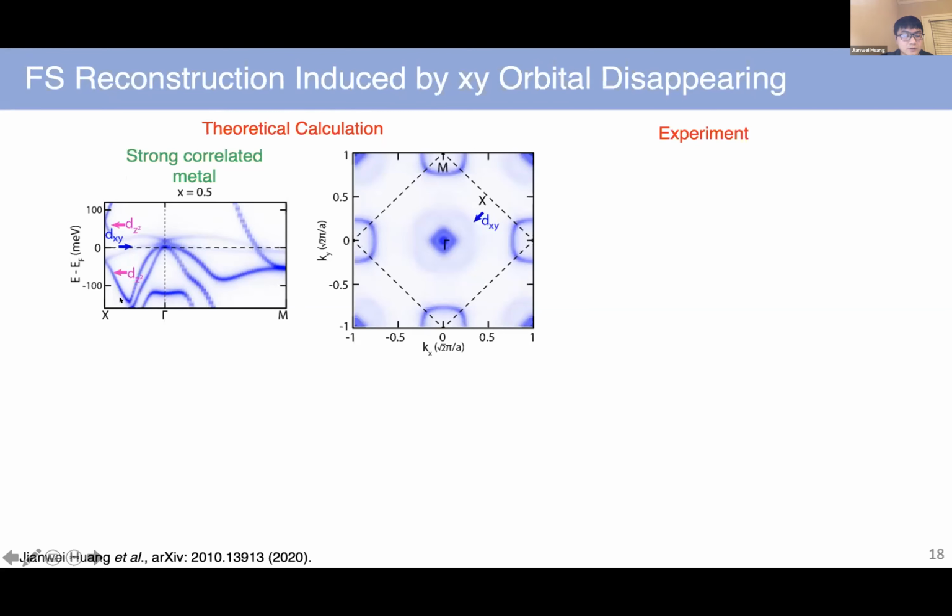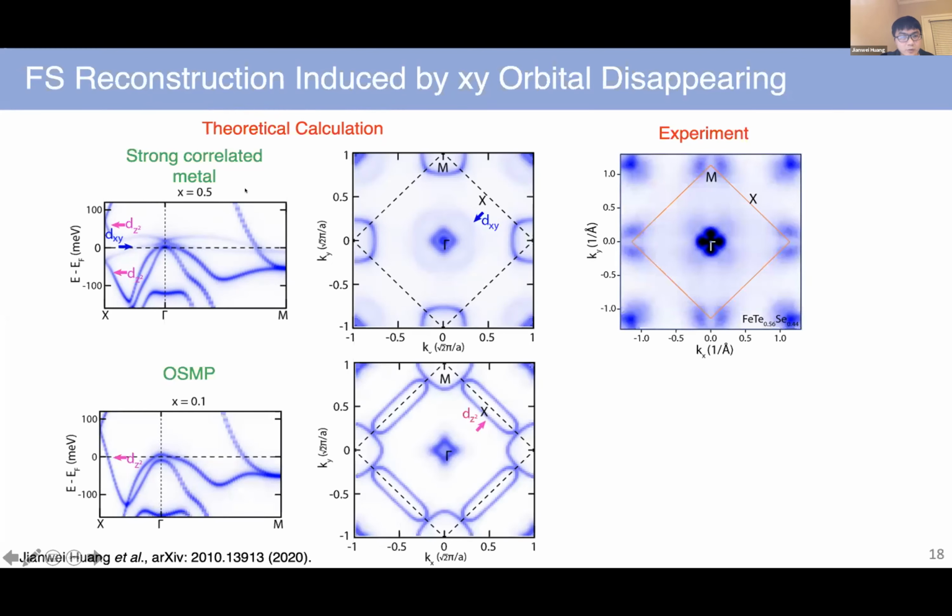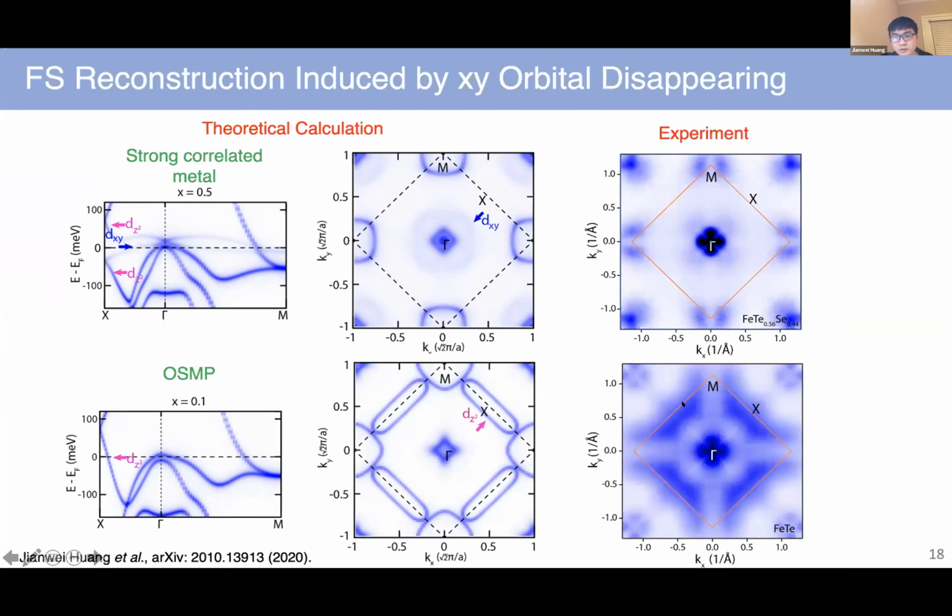Well, we find that the dxz orbital, which crosses the Fermi level around this X point, is gapped by the hybridization with the xy orbital. So in this case, it shows a normal Fermi surface with the hole pocket around gamma and the electron pocket around M. But when the sample goes into the OSMP state, the dxy orbital becomes totally localized. Then the dxz orbital crosses the Fermi level, and the spectral weight around the X point appears. Their calculation shows great consistency with our experimental observations.